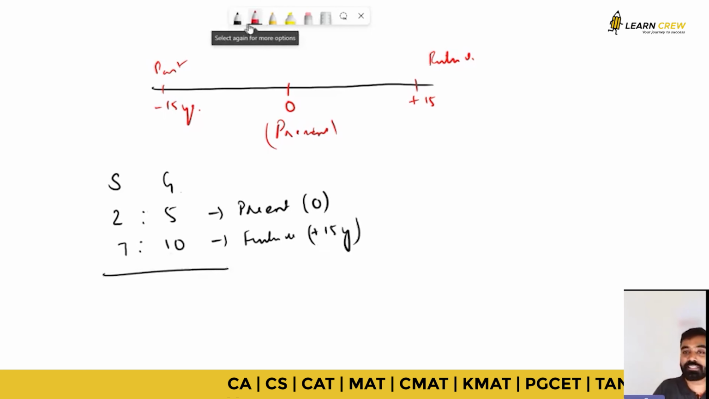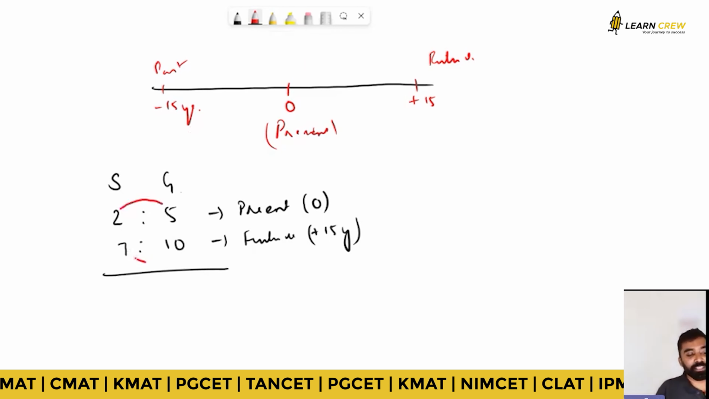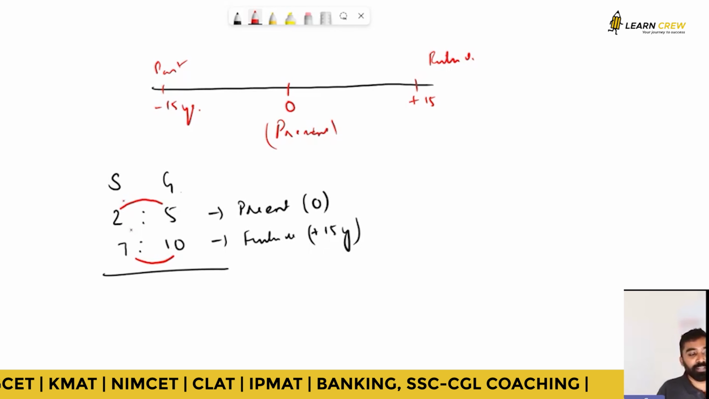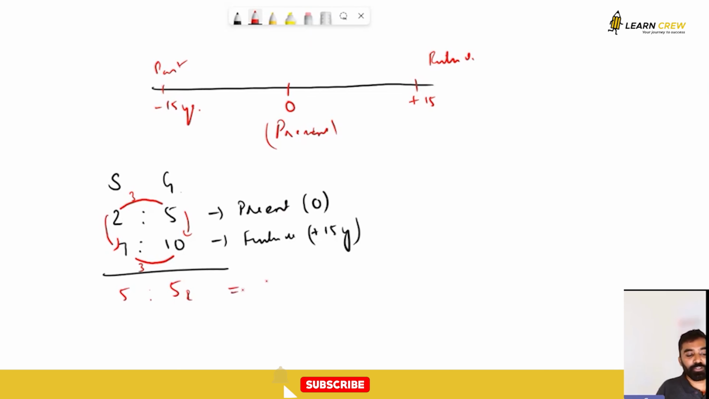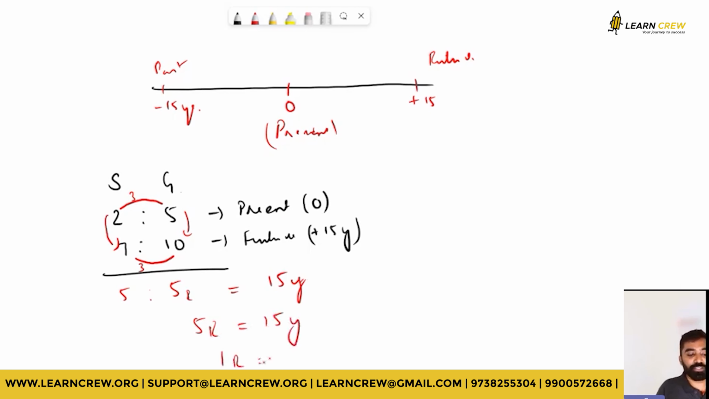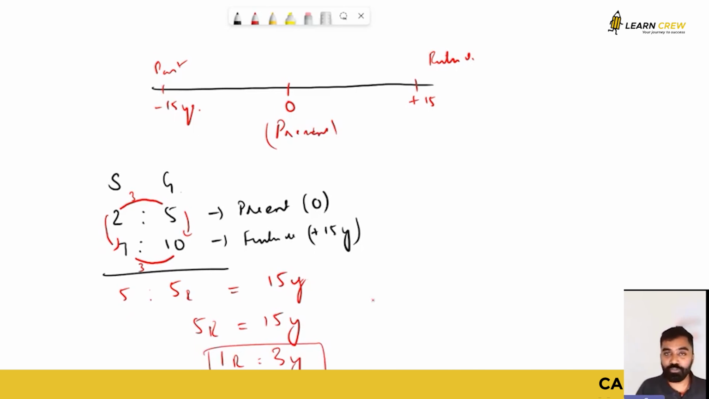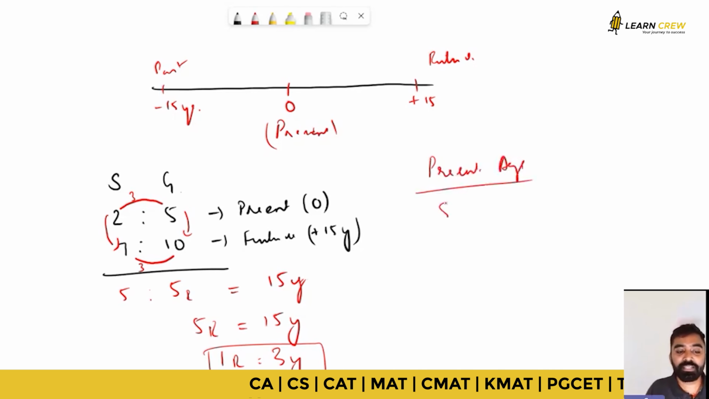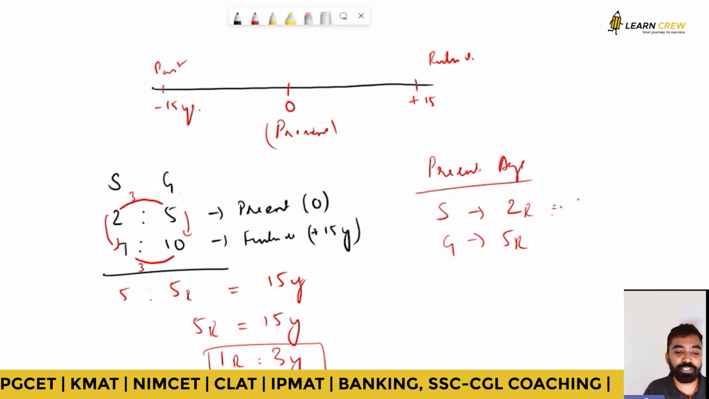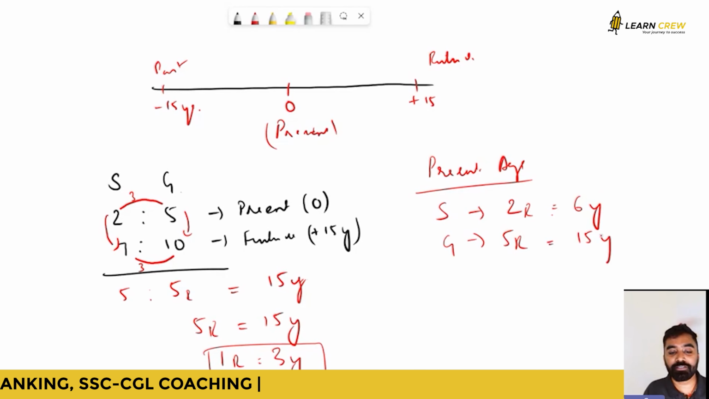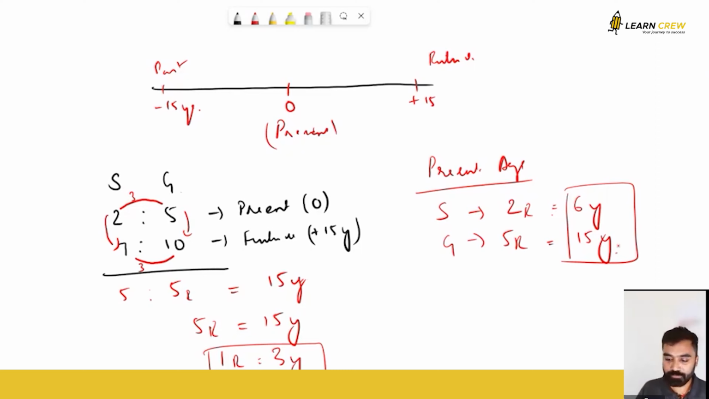Now, once you get these ratios, check if the difference between the ratios is common or similar. Here 5 minus 2 is going to be 3. Here 10 minus 7 is going to be 3. Since the ratio difference is the same, subtract. So this is going to be 5 ratio, and this is going to be 0 to 15, equal to 15 years. Here 5 ratio is equivalent to 15 years. It means single ratio equals 3 years. If you know a single ratio as 3 years, then can you find the present age? The present age of Sita is 2 ratio, and Geeta is 5 ratio. That is going to be 2 into 3, 6 years, and 5 into 3, 15 years. Fine. Any doubts here? Yes, sir. Okay.